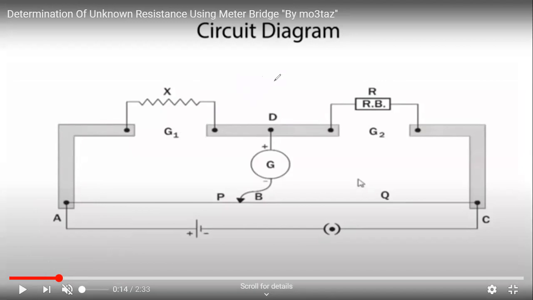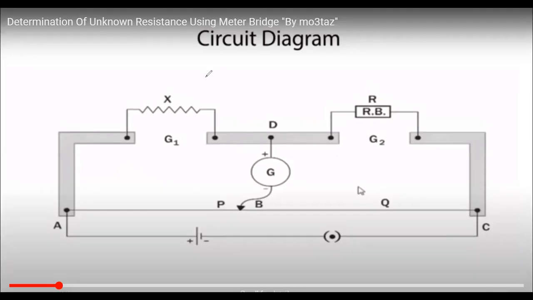What is the meaning of Wheatstone's network? Wheatstone's network is an arrangement of four resistances in the form of a quadrilateral, used for measuring one unknown resistance in terms of three known resistances.